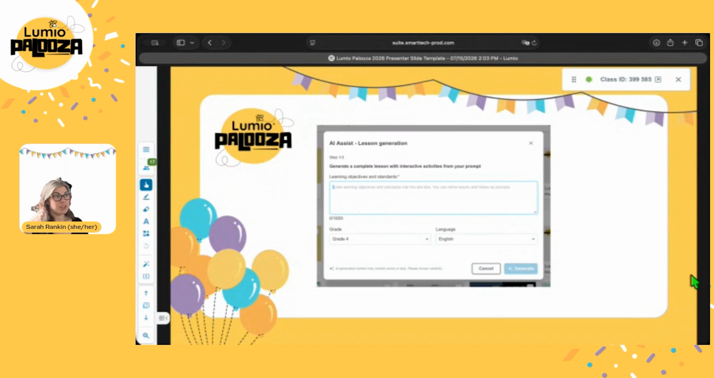So the fact that within Lumio, if I want to create a lesson for that child, for that group of students, for that cluster, that cohort, I can look at my data notebook, I can look at my curriculum, I can look at their personalized learning plan, and I can say, here's the objective, here's the standard.